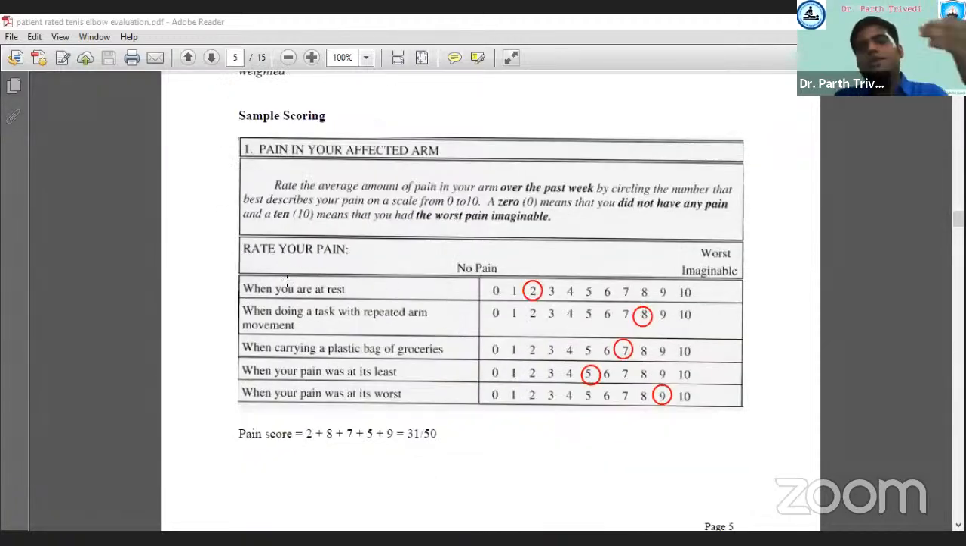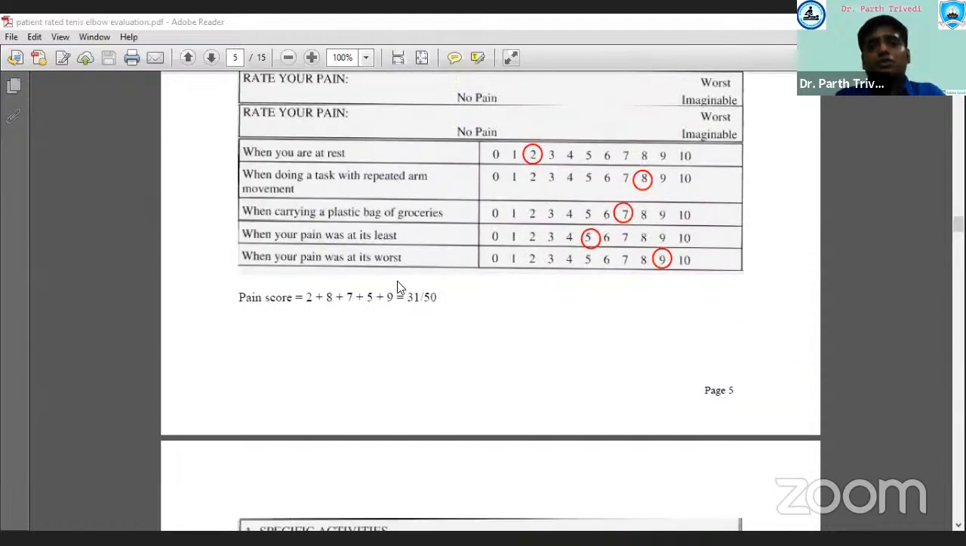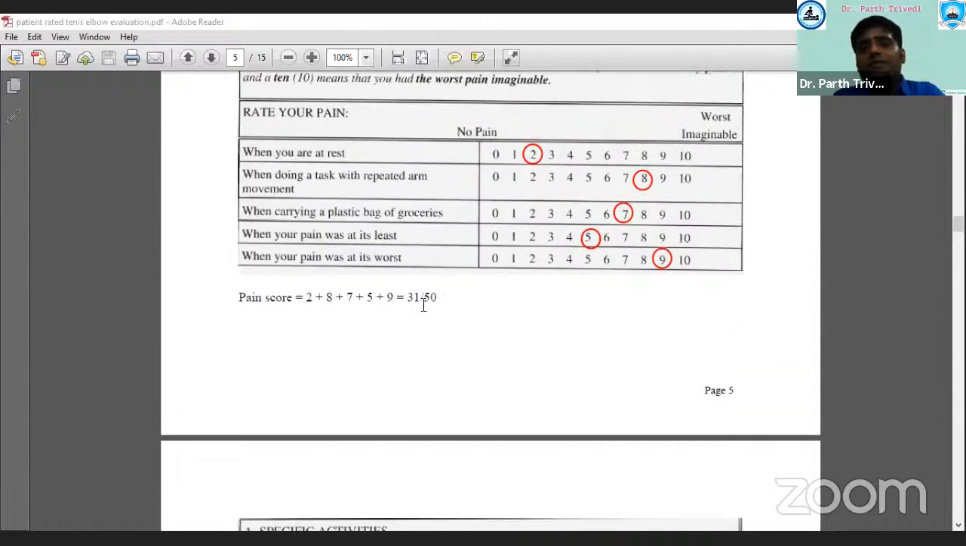So what are the pain questions? When you are at rest, are you having pain? If yes, rated 2. When you are doing a task, 8. When you are carrying a plastic bag, 7. When your pain is at least, what is the pain? And when you are at worst, 9. So you can see the various components of pain, how the pain is there, at what time the pain is there, and when the maximum pain is there. This is what this domain concerns. What you are supposed to do is do the totaling and divide it by 50.